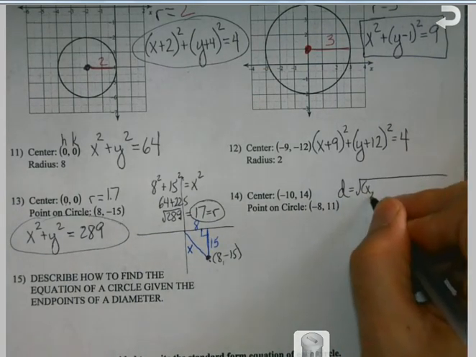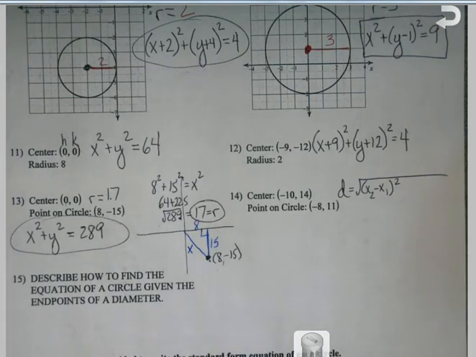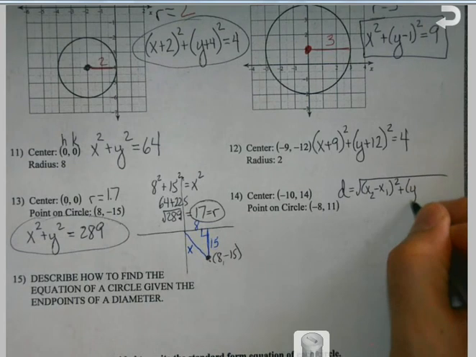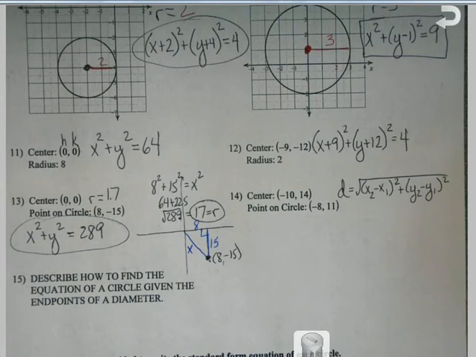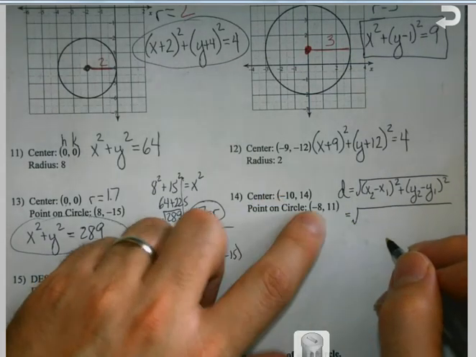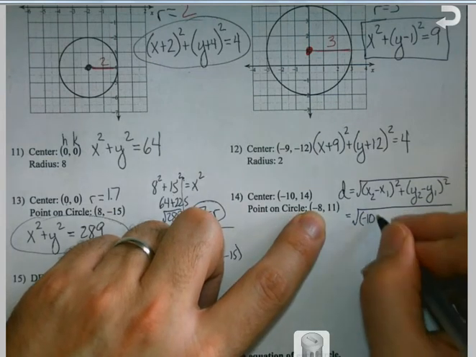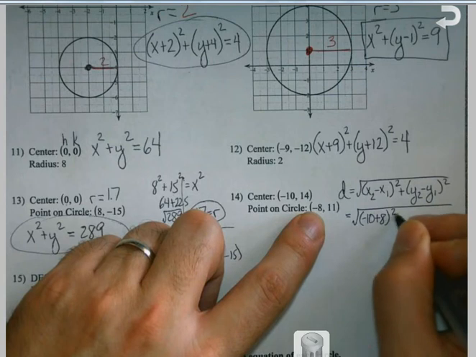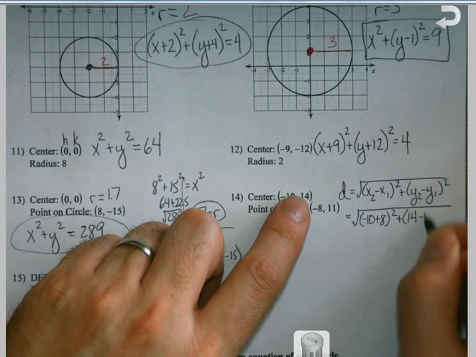Remember, to find distance, I've got the difference of the x's, and I square that. And I take the difference of the y's, and I square that. And this is going to let me know what my radius is going to be, how far it is from the center to the outer edge of the circle. So I go, okay, so my x's are -10 and -8. So I've got -10 minus -8, which becomes plus. And then for my y's, I have 14 minus 11.